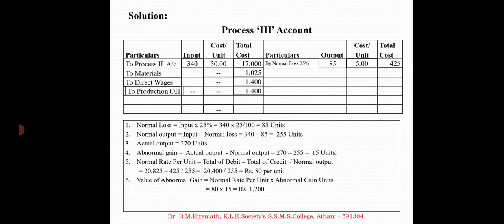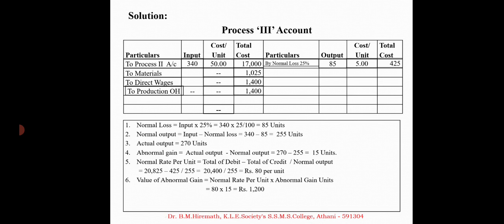Then normal output is equal to input minus normal loss. Input is 340 units and normal loss is 85 units. So 340 minus 85 is equal to 255 is the normal output. Number 3, actual output, 270 units. Actual output of process 3 is 270 units.